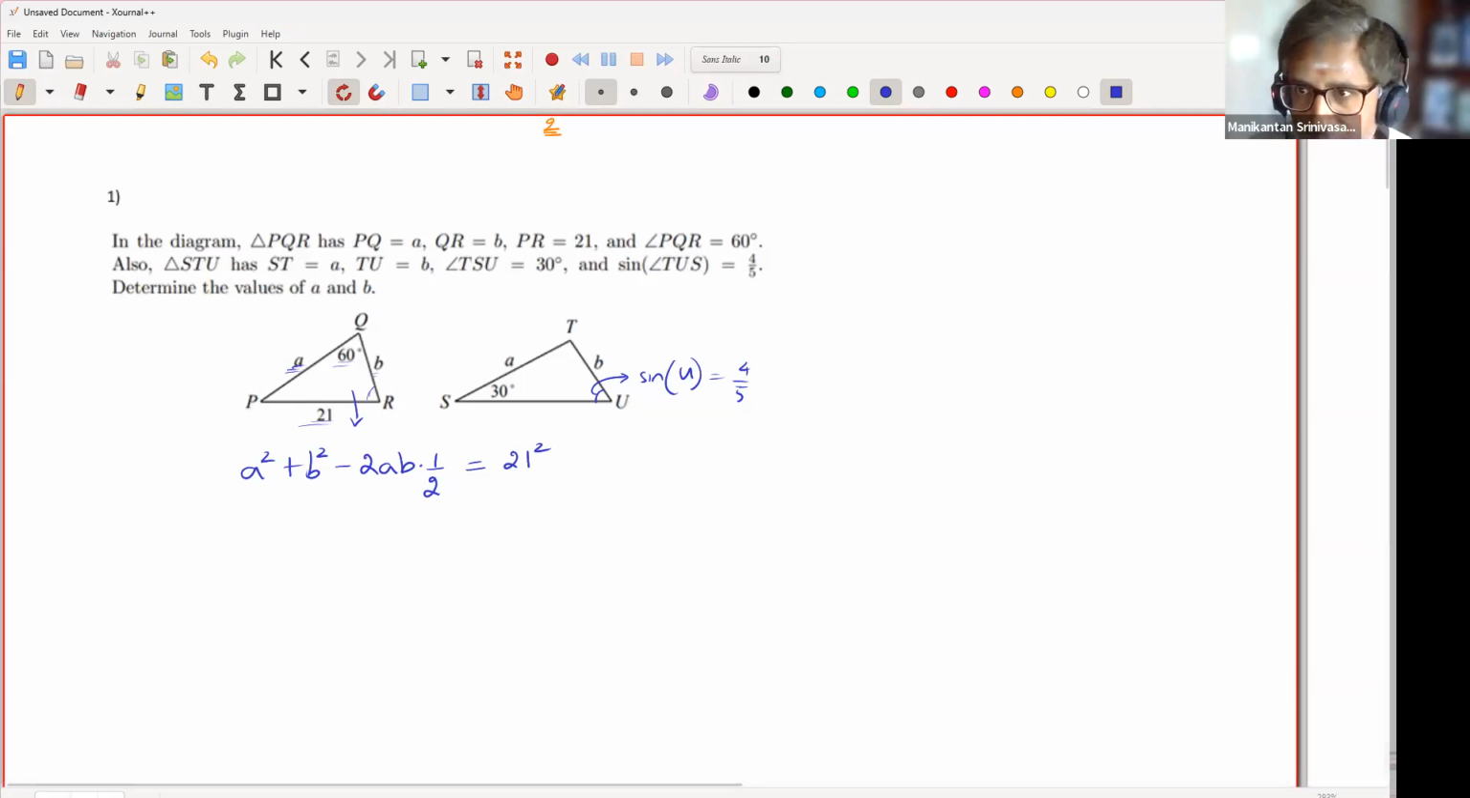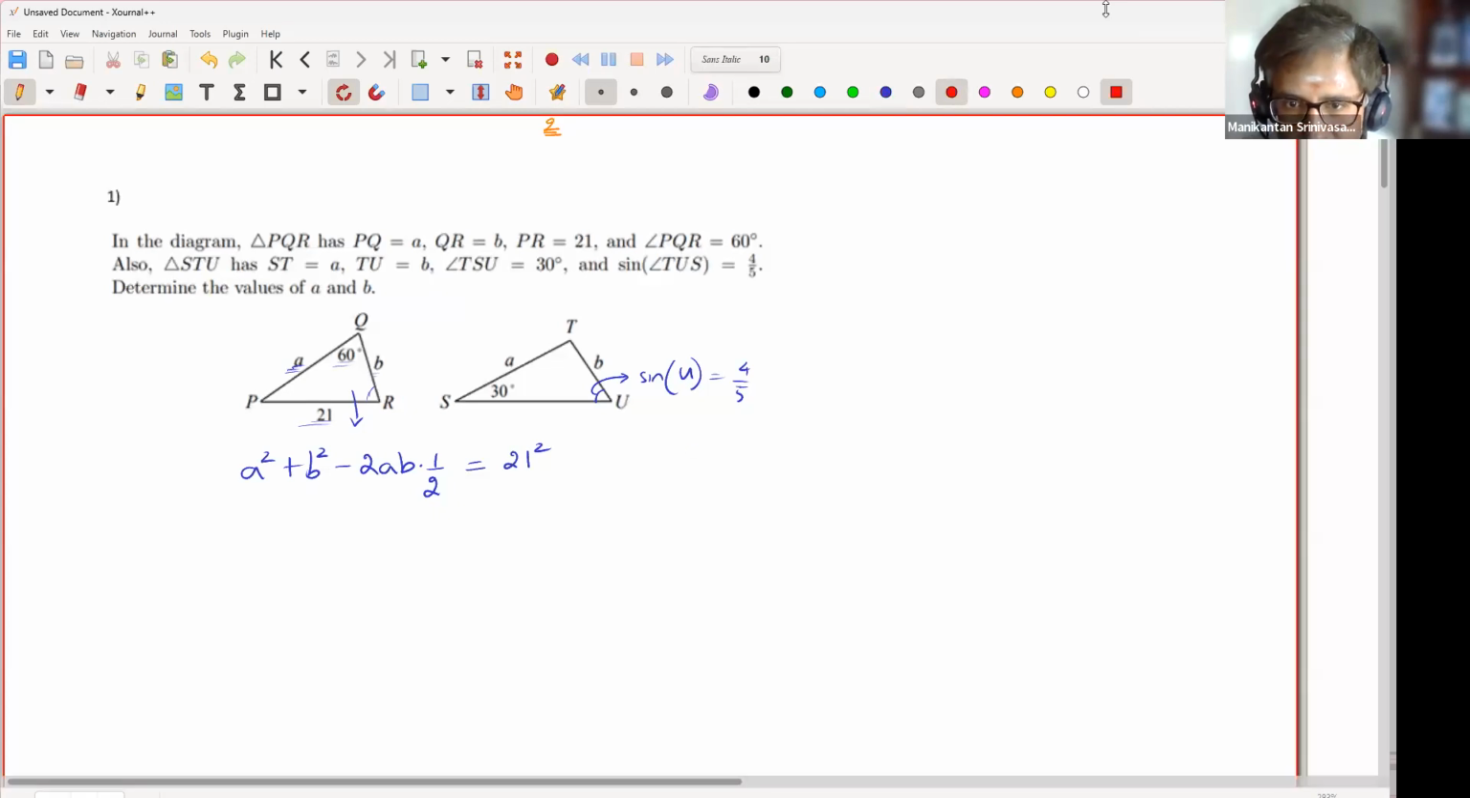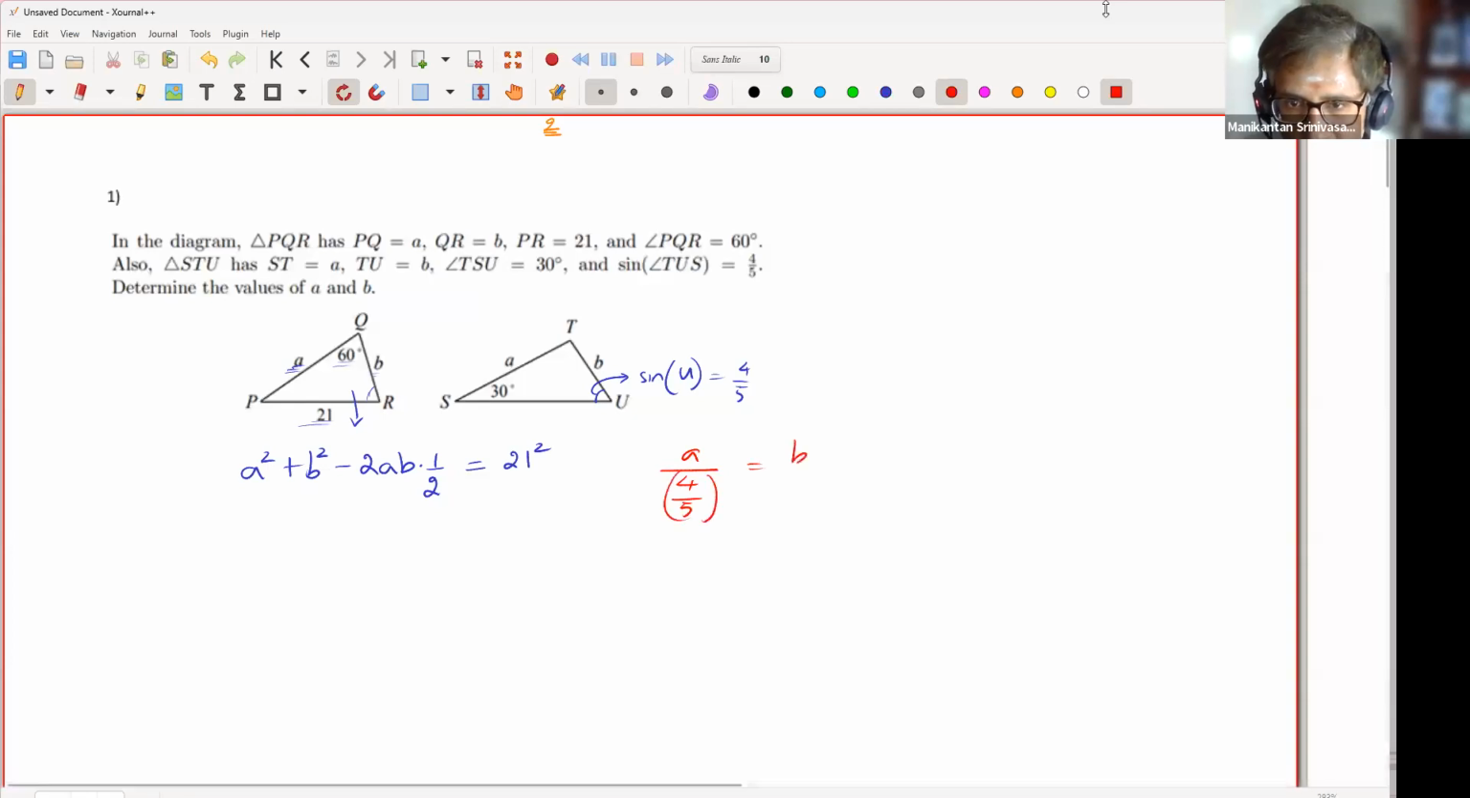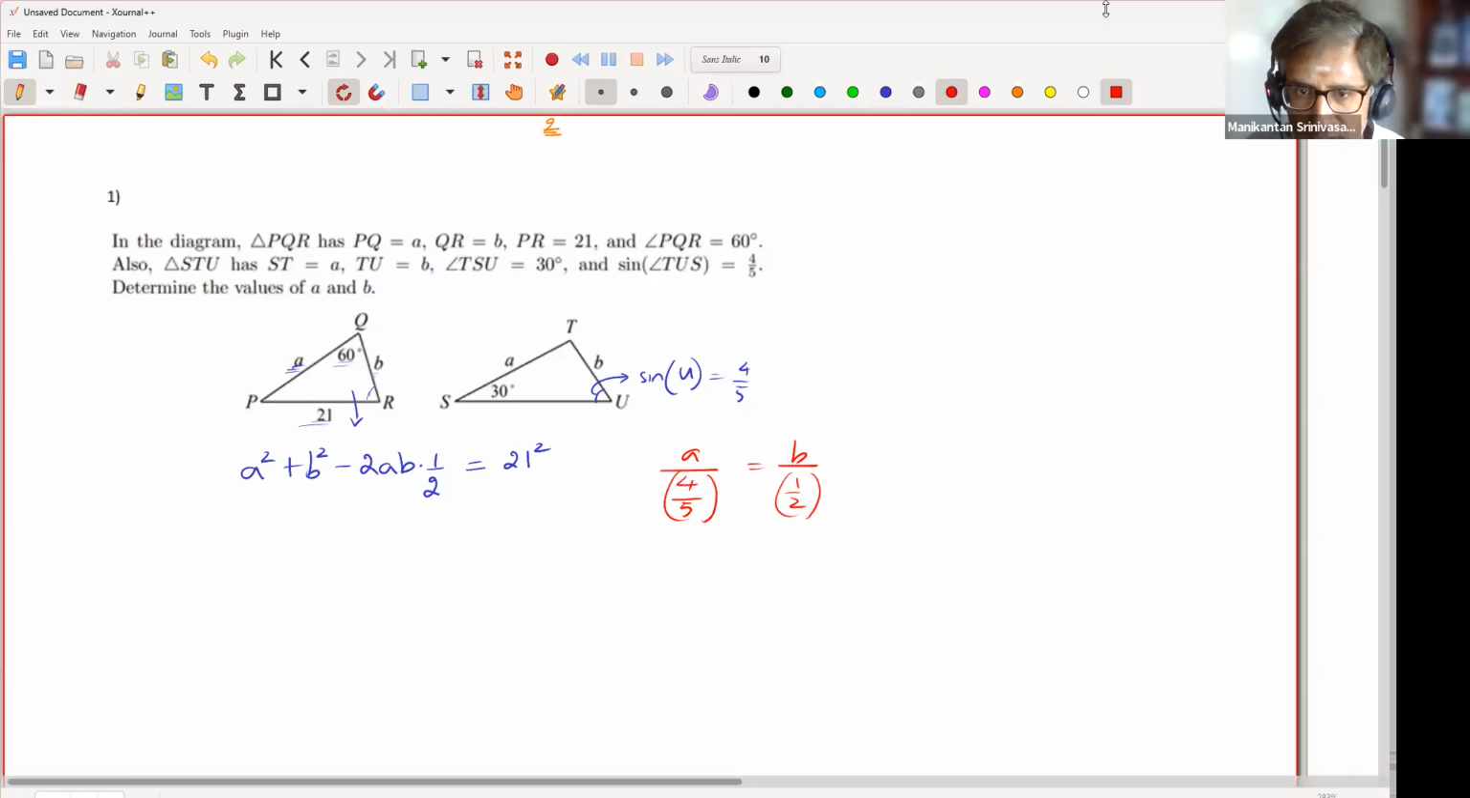The other one, I don't have an option. Sine of this thing is given. So this is the second one. A upon sine of this opposite angle equal to B upon sine of this opposite angle. Right? So this one, straight away you get a relationship between A and B. So how much is this? 5A equal to 8B, is it? 8B. 5A equal to 8B. Okay. So now I can just apply that here, right?